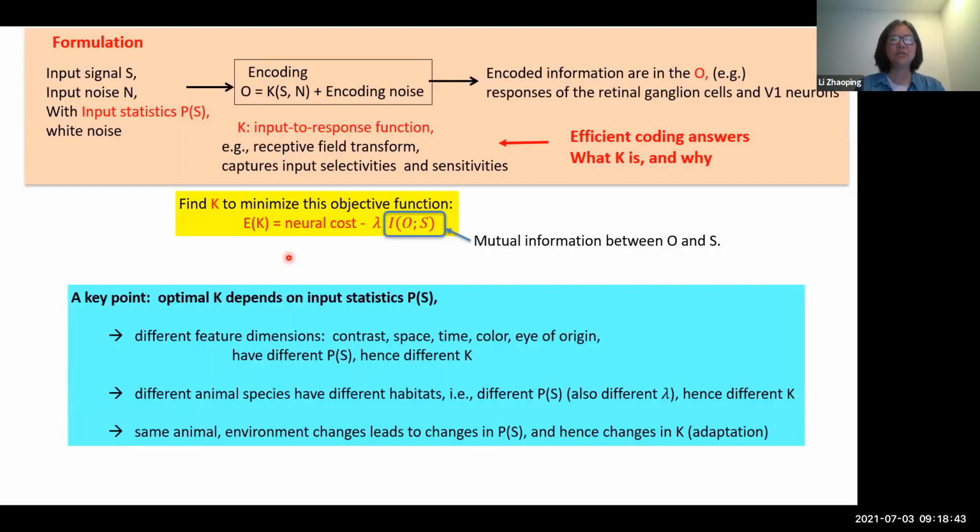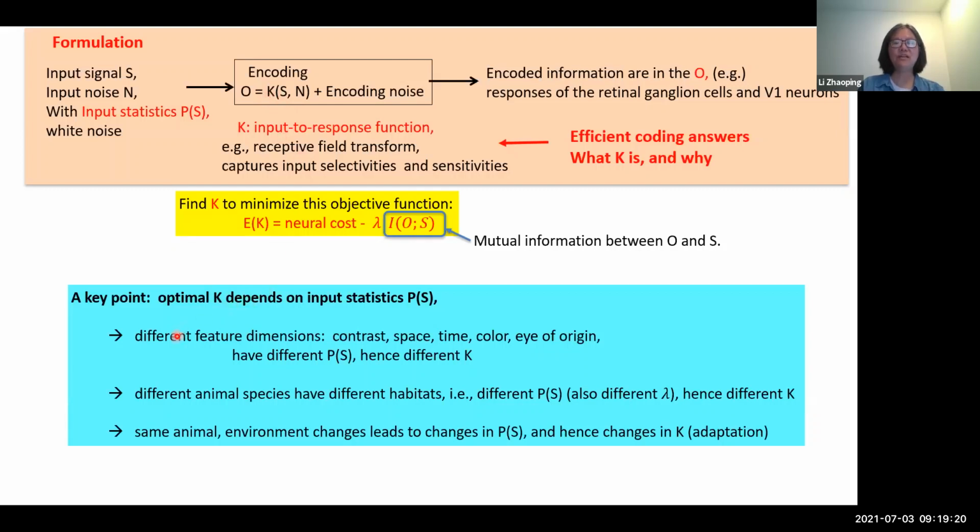A key point is this: K will depend on the input probability distribution. Why? Because the neural cost, how you fire or not fire, depends on your input statistics, as well as mutual information. If you look at the videos, you always see that mutual information is a probabilistic term. It depends on your probability distribution. So this whole thing depends on input statistics. If you change input statistics, you will change your residual K.